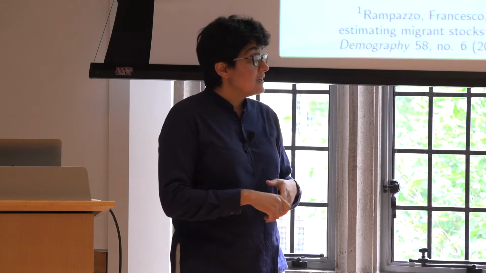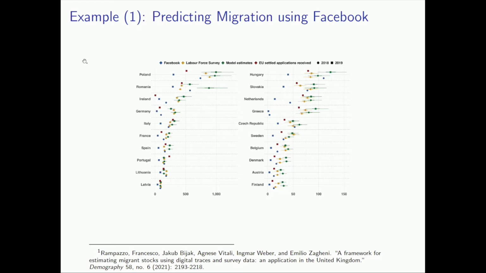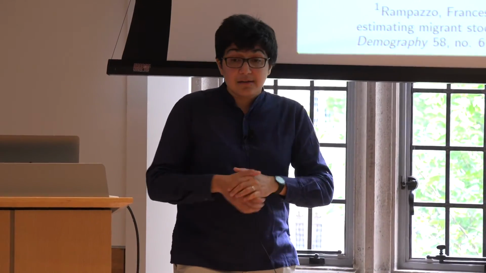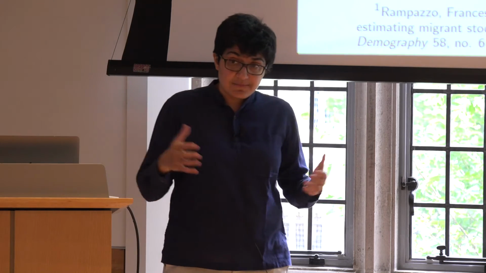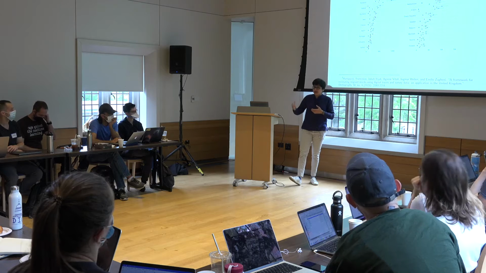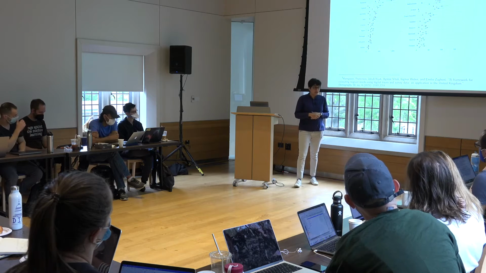In a similar extension, and with a more refined modeling framework than that first paper, my colleague Francesco Rampazzo and colleagues looked at how we could potentially predict migration using Facebook in combination with labor force surveys, as well as other administrative data in the context of the UK. Measuring migration is a big challenge in the UK because we don't have a complete population register that countries like Sweden or Denmark do. And registration of residence isn't compulsory. So effectively, we don't really have any exhaustive population level statistics on international migration, as well as even internal migration.